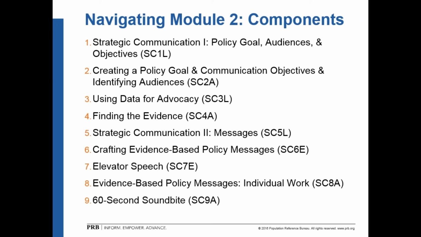If you skip down to number 2, creating a policy goal and communication objectives and identifying audiences, it's denoted by an A. And this is an activity for participants to do individually during the workshop. If you skip all the way down to Activity 6, crafting evidence-based policy messages, you'll see the letter E, which means this is a group exercise that participants can work on in their small groups.